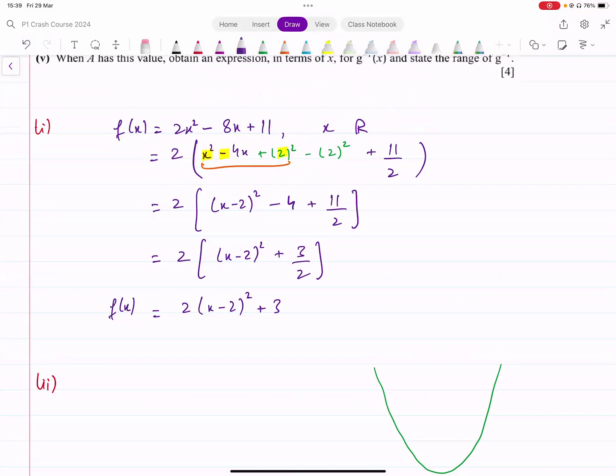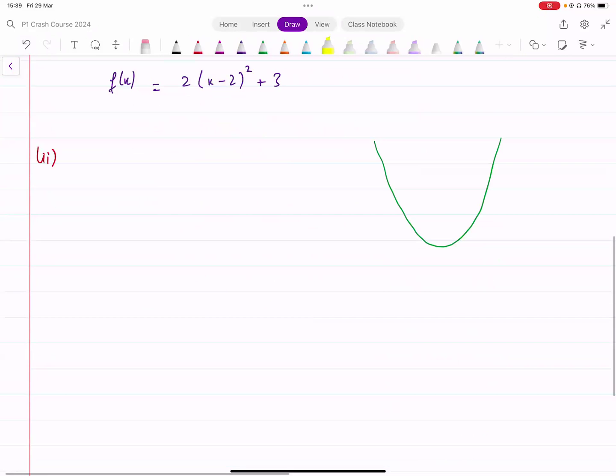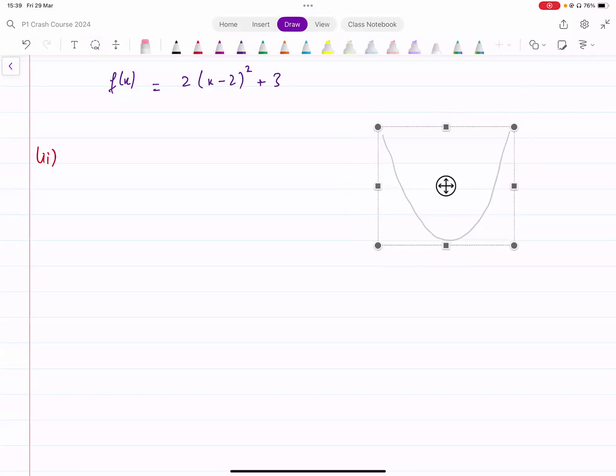That's what the domain of the function is. X could be any real value. So this whole function is valid. So what's the range then? We just look for the turning point. What's the turning point of this function? You can find the turning point from this. 2 and 3, that's the turning point, right? This is the turning point.